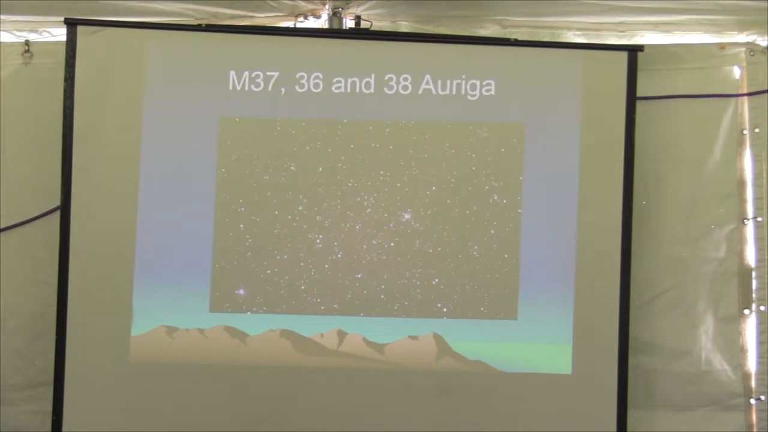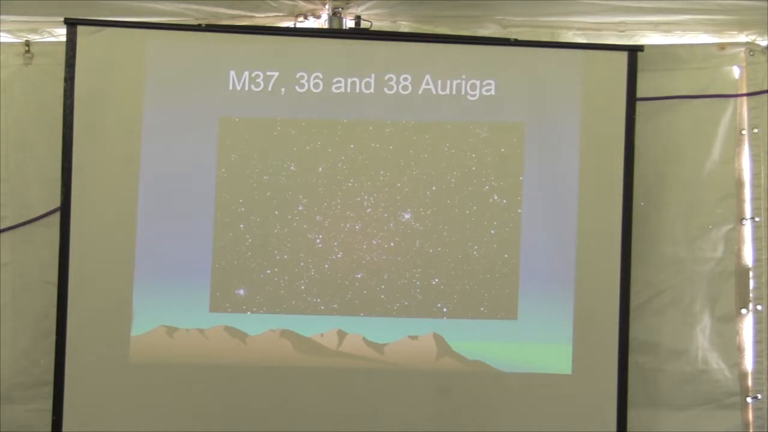Next, we have M36, 37, and 38 in the constellation Auriga. So we start, and I've got all the numbers for you here so we can get all nerded out. Down here in the bottom, you have M37. It's about 3,500 light years away. 3,500 miles, that would be great. About 4,500 light years away from us. M36, which is right here, is about 4,000 light years away from us. And 38, which is right up here, is about 4,000 light years away from us.